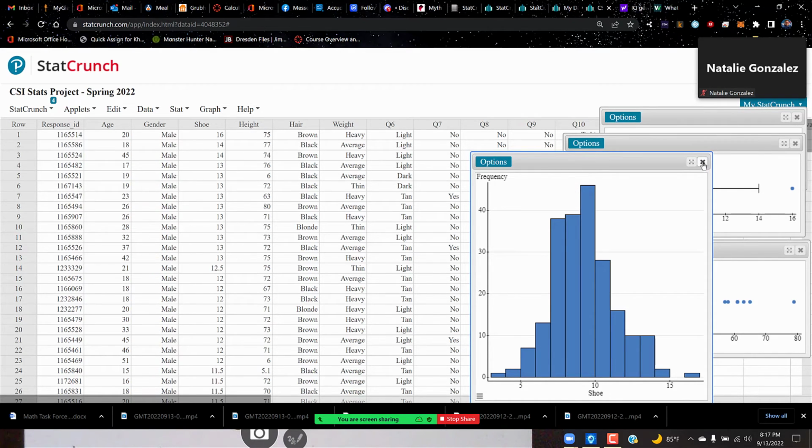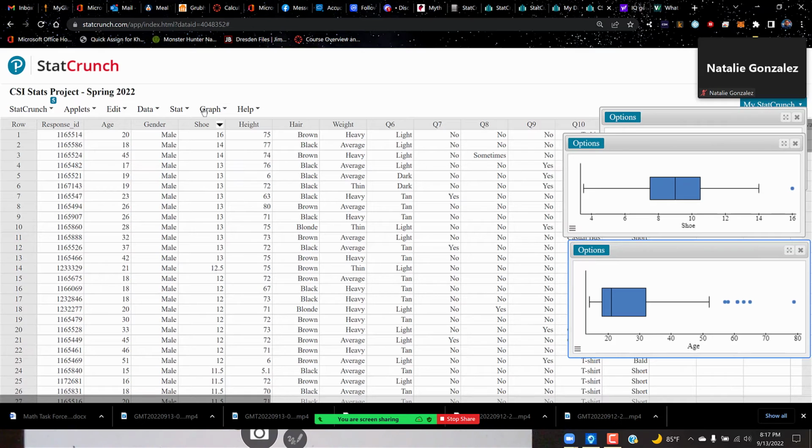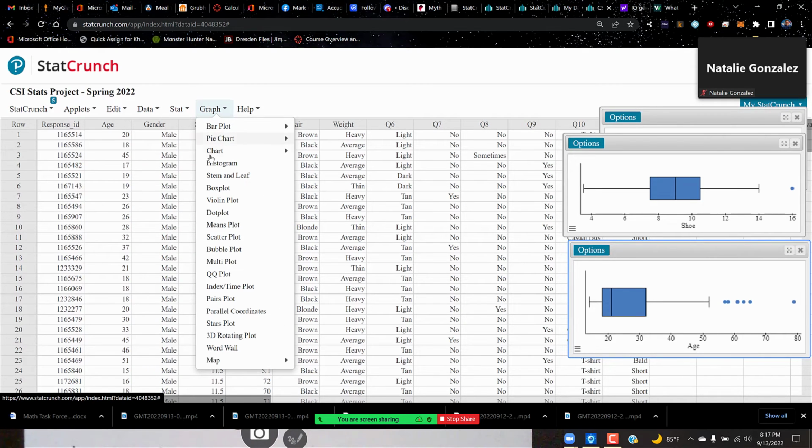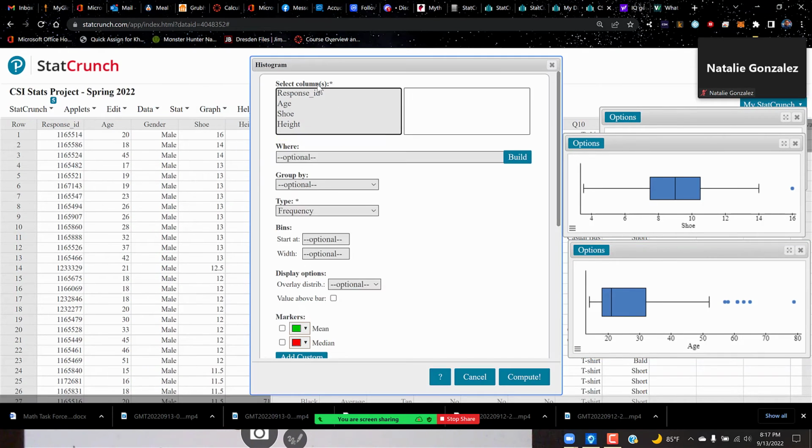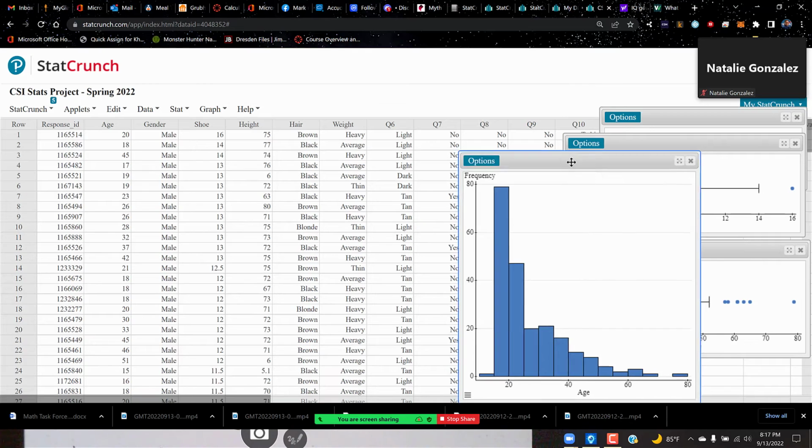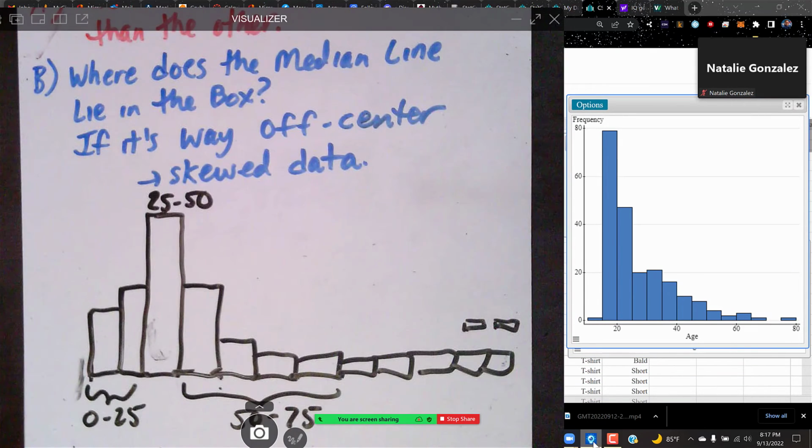Oh, wait, this was age I'm looking at. My bad. I'm like, that doesn't look anything like mine. I was looking at the age. This is the age one, so I want to do age over here. Kind of close, right?